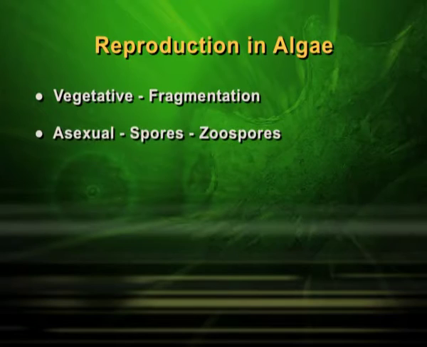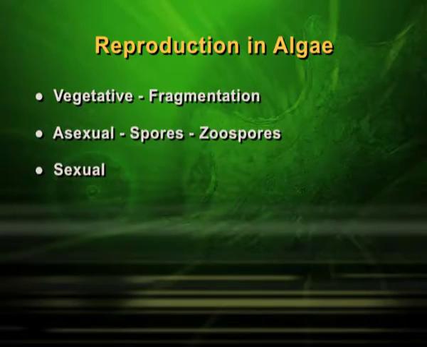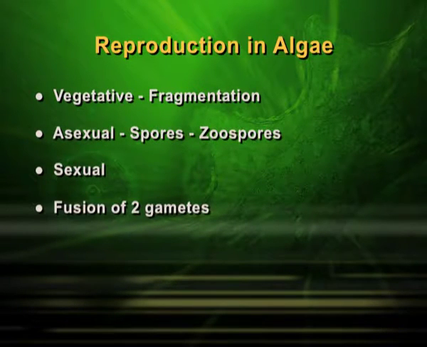So, that is called vegetative reproduction. They can also undergo asexual reproduction by way of producing spores, and these spores in this case are also known as zoospores. Then some algae can undergo sexual reproduction, and if it is sexual reproduction, then definitely gametes should be produced and there should be fusion of two gametes to produce another organism of the same kind.